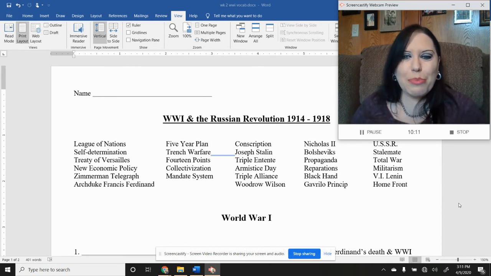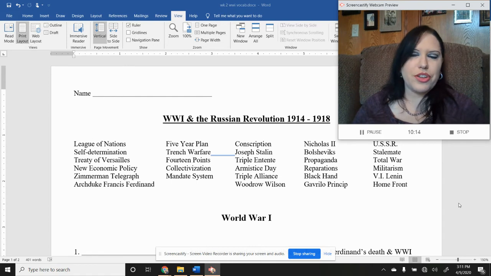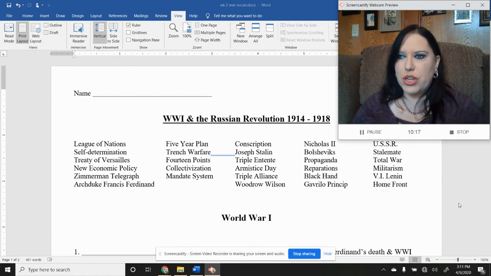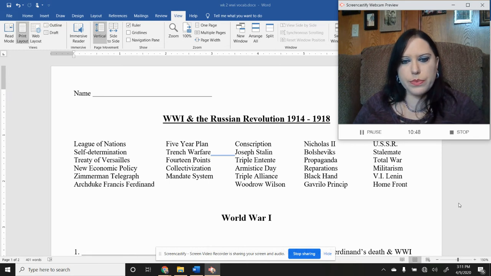The next word, conscription. It's the military draft. Conscription is the draft. Joseph Stalin. This is going to be in your Russian Revolution section. Joseph Stalin is the leader of Russia during the 1930s and World War II. I think he actually takes over in like 1927 or 28 or something like that, but mostly during the 1930s and World War II.